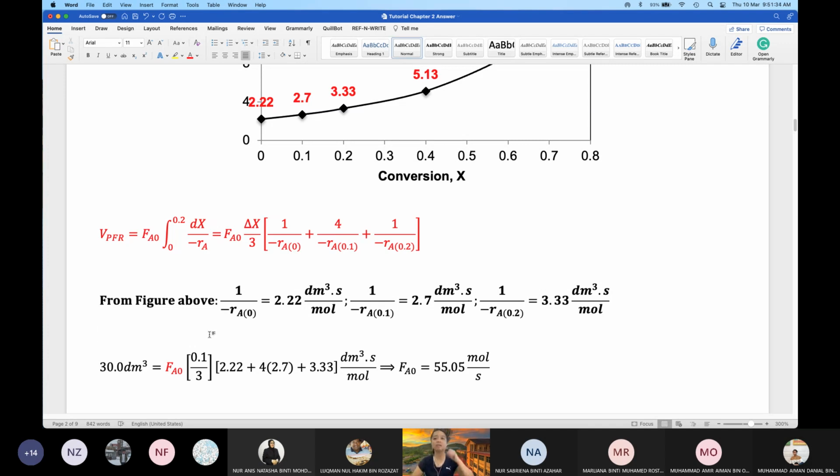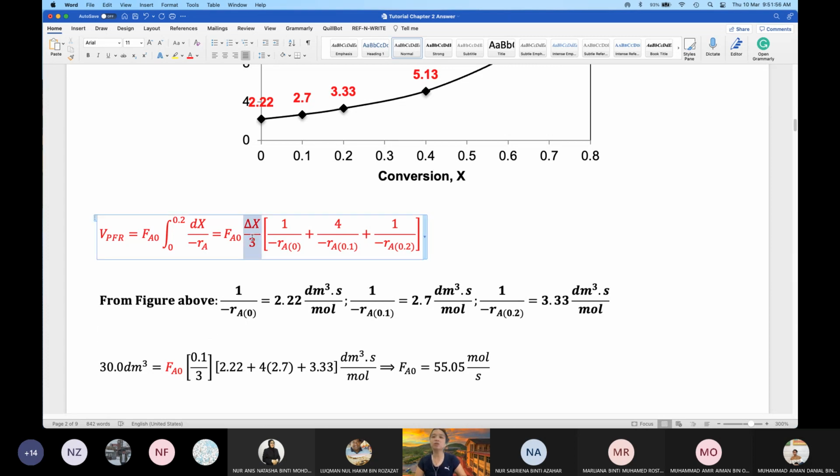Kalau kamu ada lebih daripada satu unknown dalam soalan, the equation can never be solved. One equation, one unknown, you can solve. One equation, more than one unknown, you can never solve. So means other part of the equation, semua kamu dah kena tahu nilai dia. So I already know V, dah tahu volume. FA0 I want to find, so FA0 I leave it.